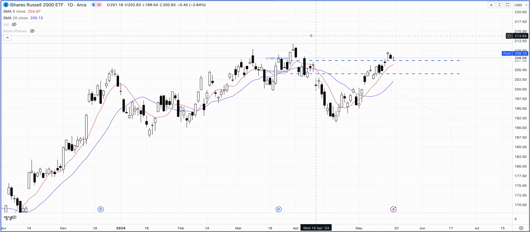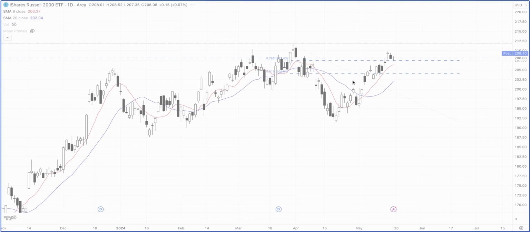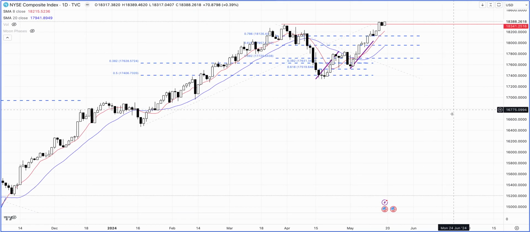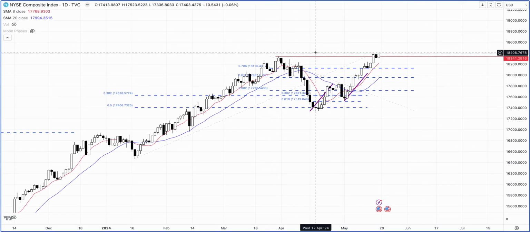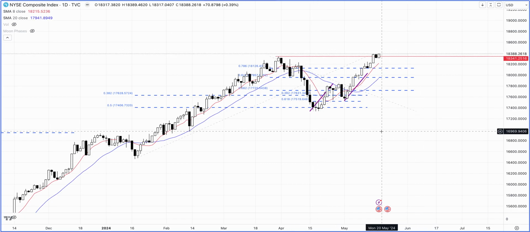And let's also take a look at the NYA, which is the New York Stock Exchange composite index, and look, it's also gone above, making new all-time highs for this index as well. So pretty interesting.